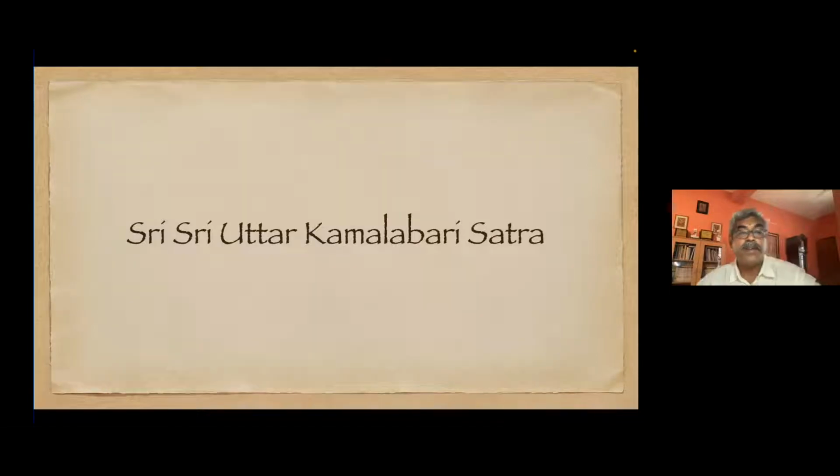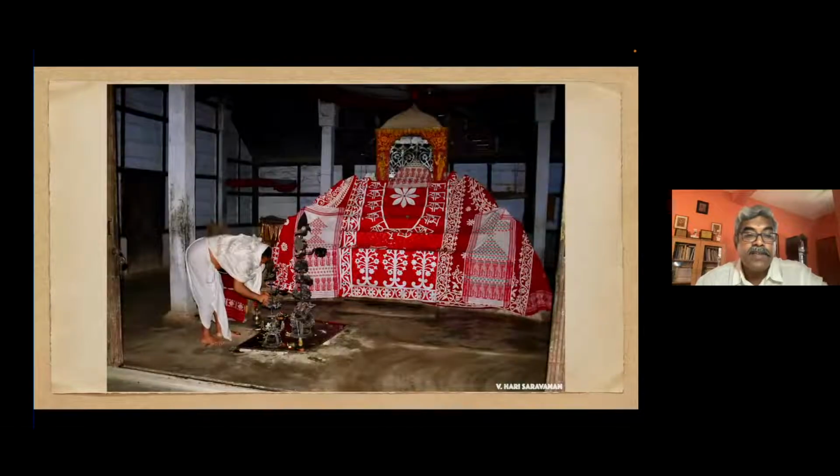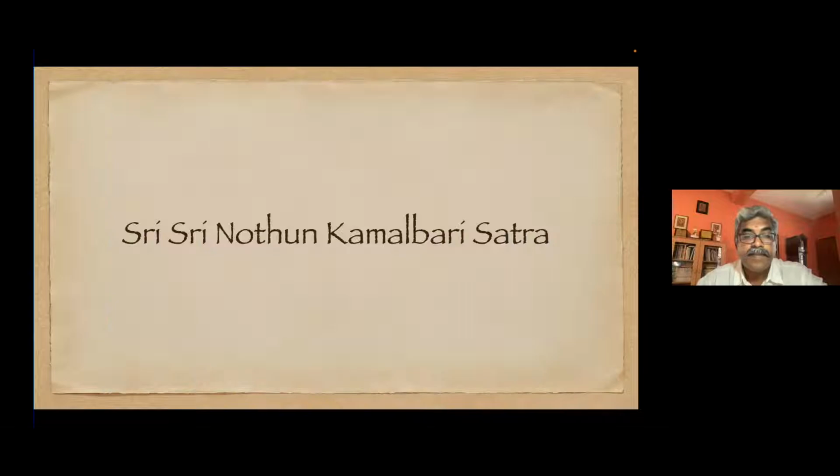Next, we go to the Sri Uttar Kamalabari Satra. The Uttar Kamalabari Satra is known for a dance form, the Rasalila dance form. Here, the women characters are portrayed by the male monks themselves, and they make these performances, followed by a visit to the Sri Nautan Kamalabari Satra.